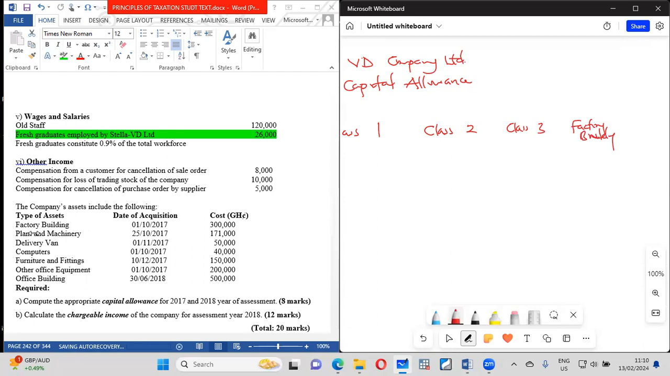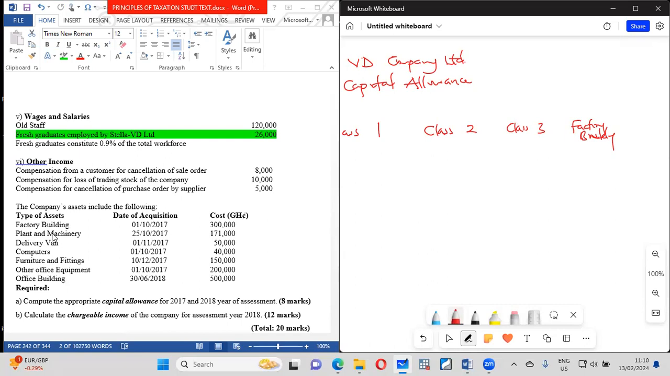And we have here plant and machinery. Plant and machinery is the plant and machinery used in production. And this is a manufacturing company, so we will say yes. So we will put it in class 2.